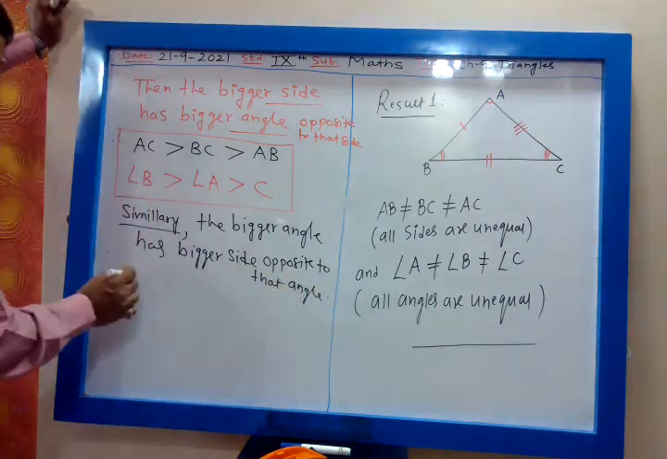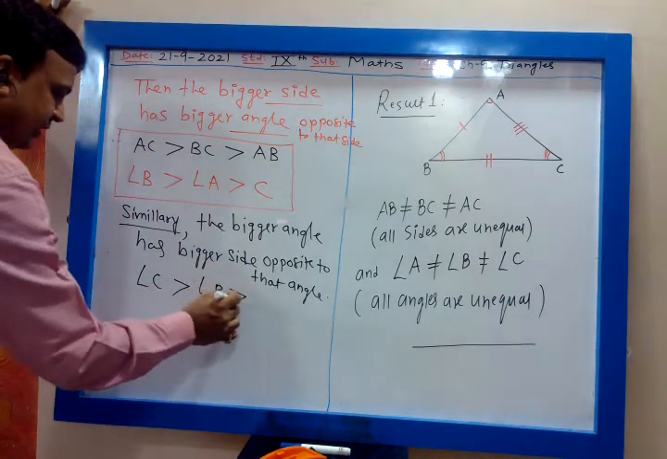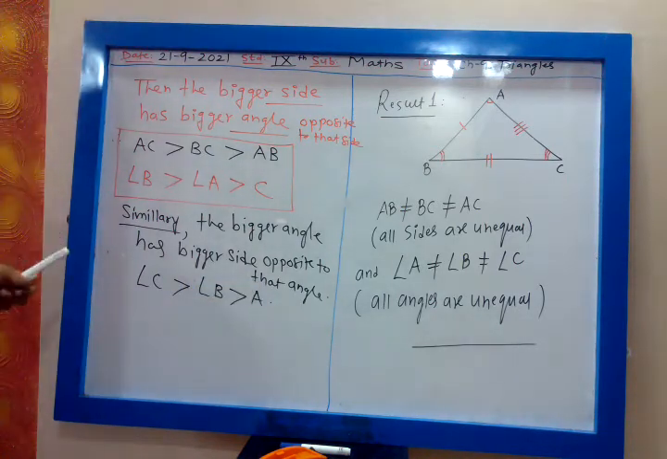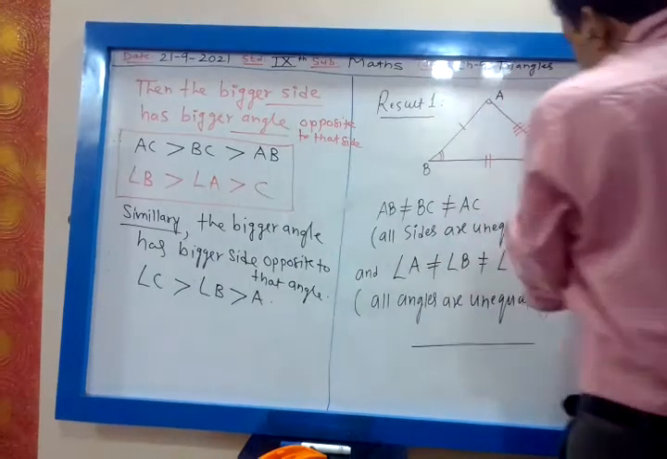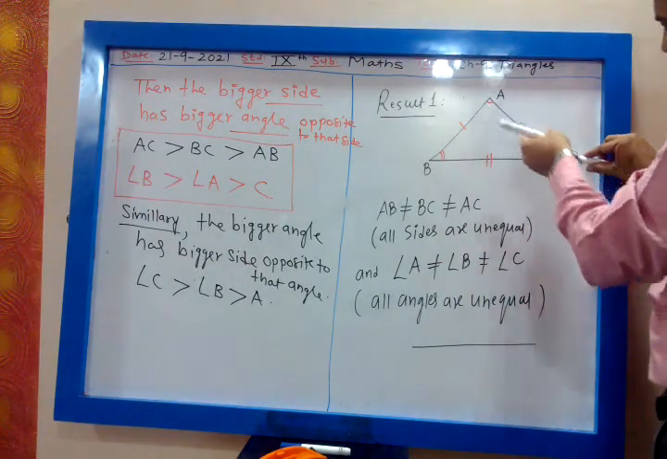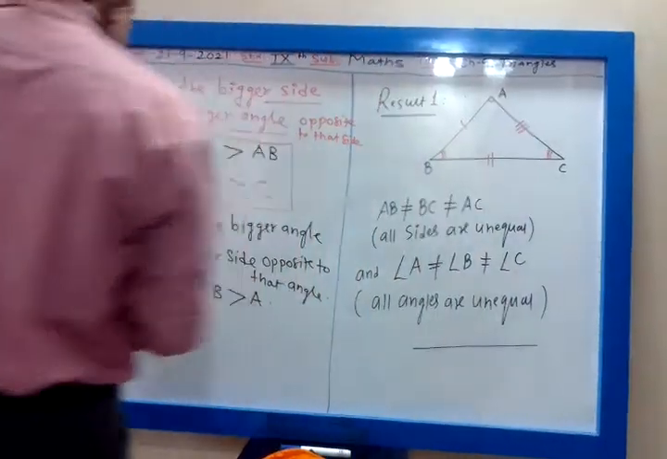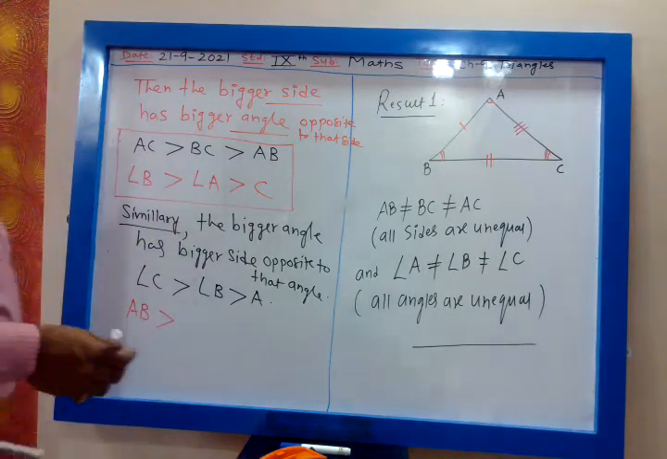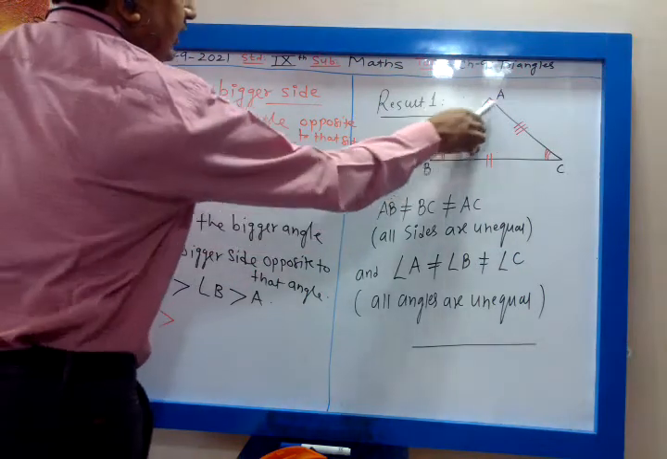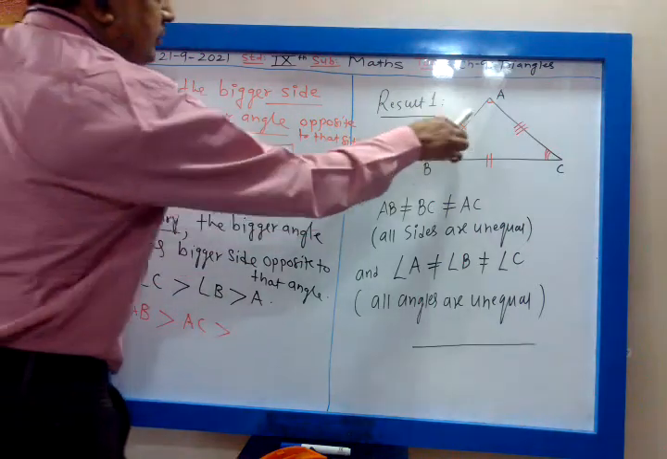Suppose you are given angle C is greater than angle B is greater than angle A. Then angle C is bigger. So what is the side opposite to angle C? AB. So AB will be greater than the side opposite angle B. What is opposite to angle B? AC. AB is greater than AC. AC is greater than the side opposite angle A. What is opposite to angle A? BC.